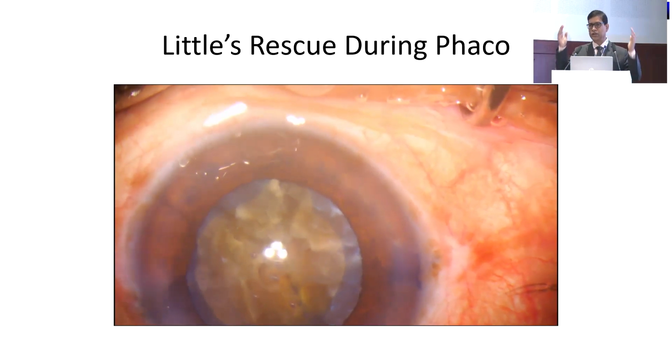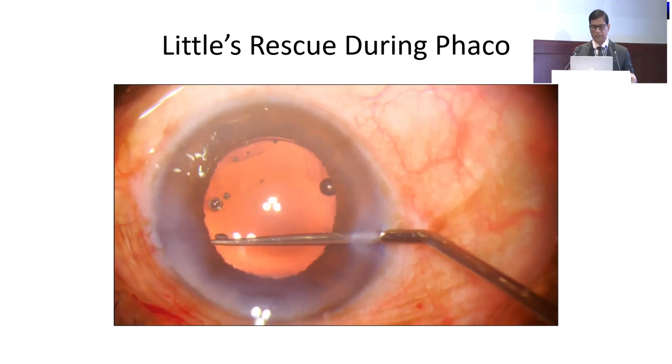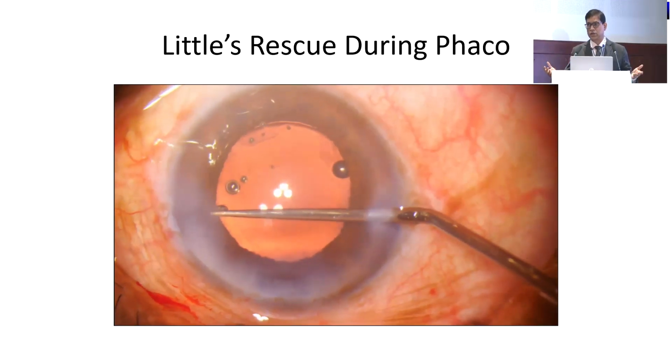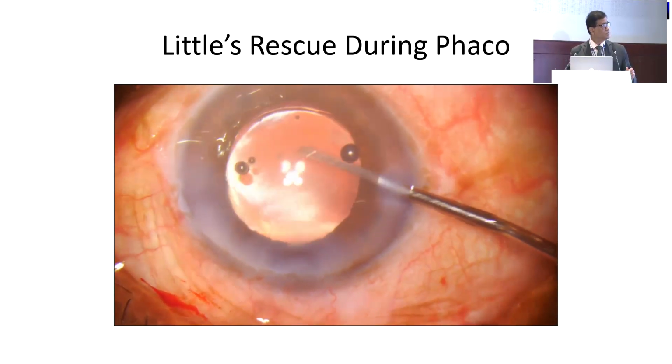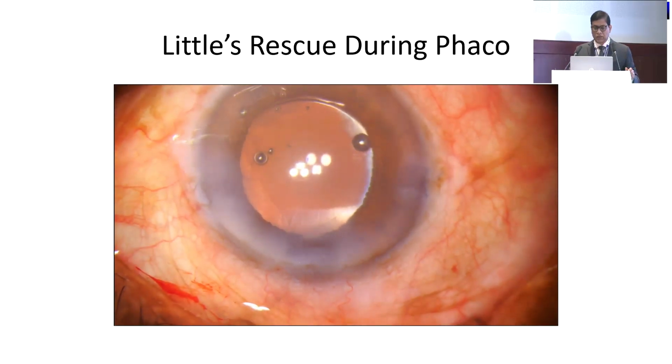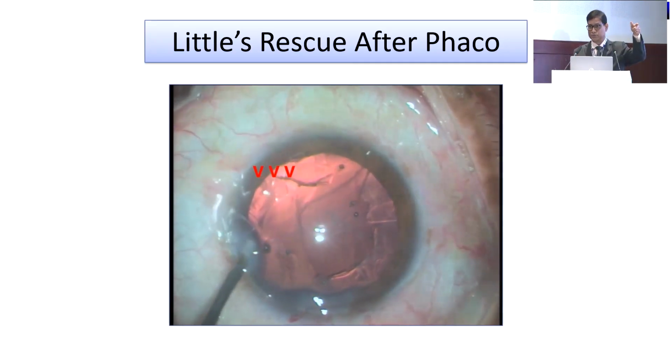So at any point when I see that my capsulorhexis is damaged, I can go ahead and rescue it. Okay, and that's where it looks like a keyhole. That's all right, my lens is in the bag. It's perfectly centered, you see. So, now, this is rhexis after phaco.